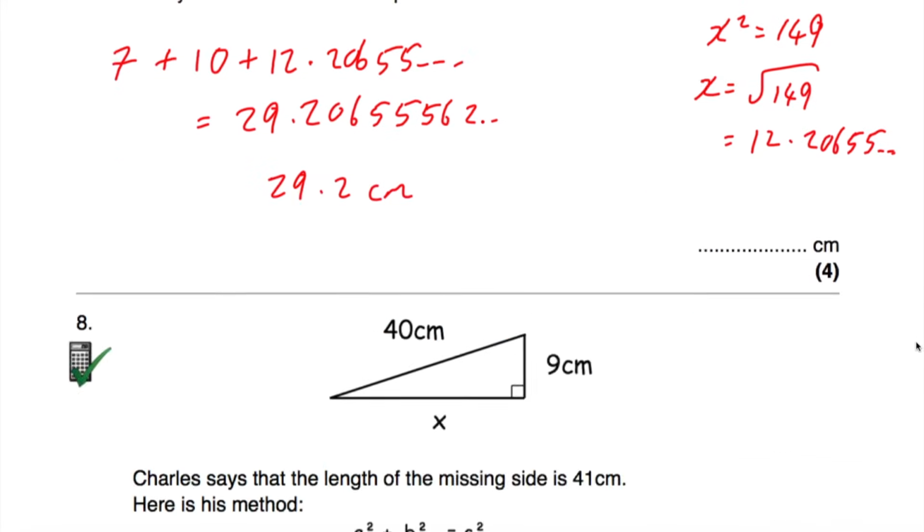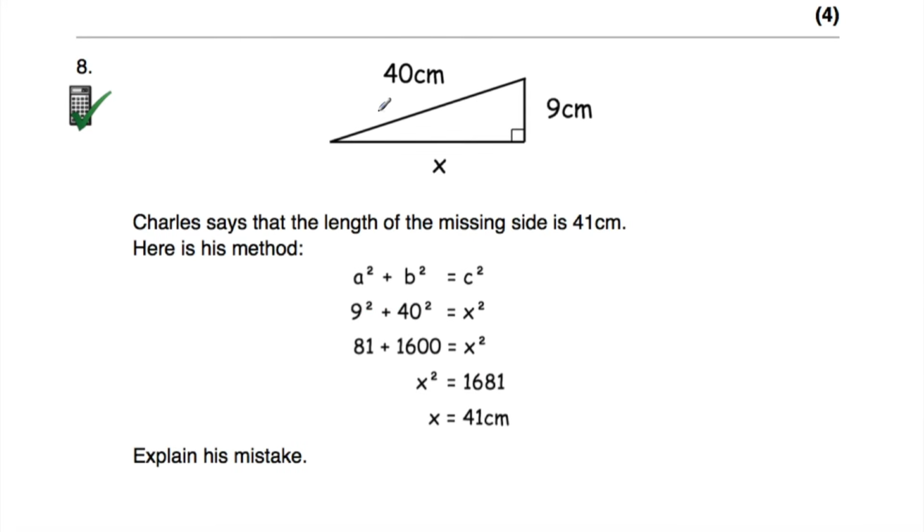Okay, let's look at our next question, question number 8. So question number 8, we've got this triangle, and we've got the length of this side, the longest side of the triangle, the hypotenuse, which is opposite the right angle, is 40 centimeters. The height of the triangle is 9 centimeters, and the length of the base is X centimeters. And Charlie says that the length of the missing side is 41 centimeters.